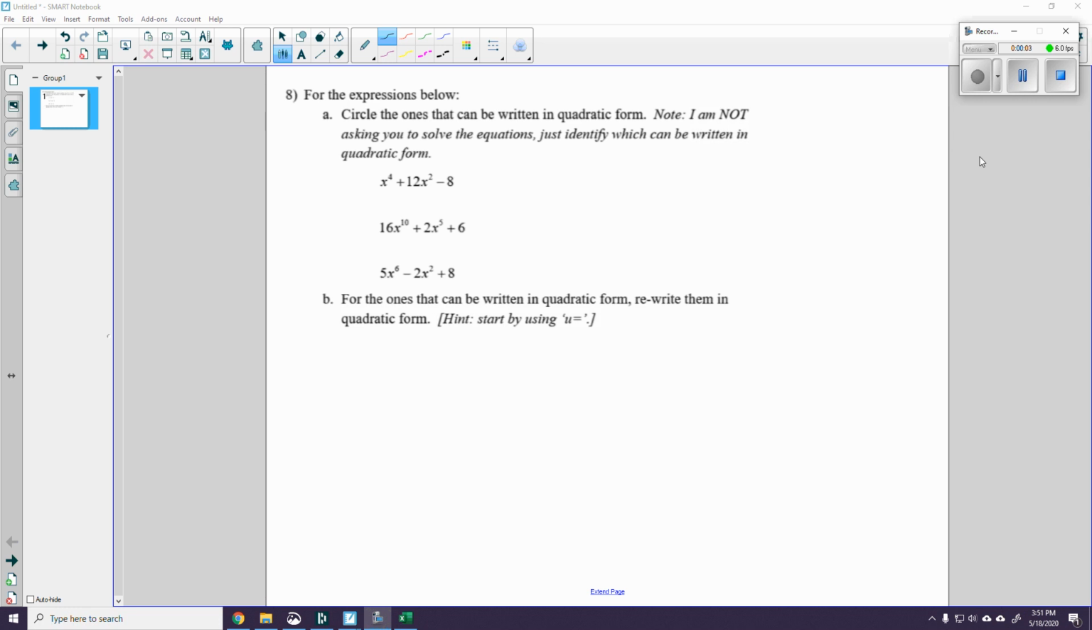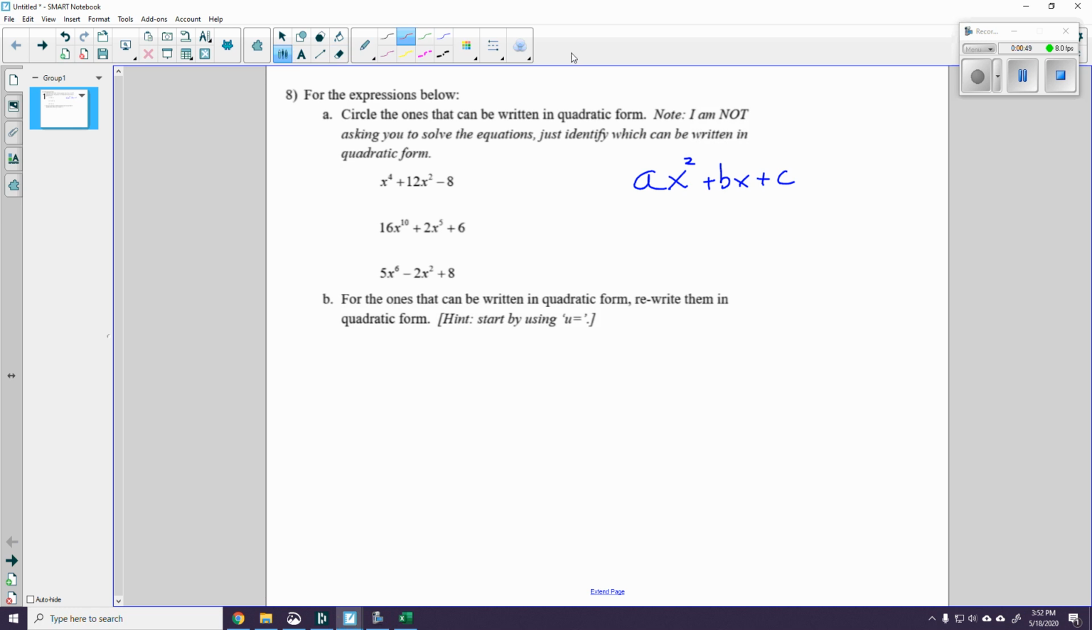Let's talk about writing expressions in quadratic form. So first of all, what do I mean by quadratic form? The standard form of a quadratic expression is ax squared plus bx plus c. And you'll notice there's an implied 1 here. That's a 1. And here, there's really an x to the 0th power, because anything to the 0th power is 1. So we don't write that x to the 0th, and we don't put the 1 here either. That's implied.